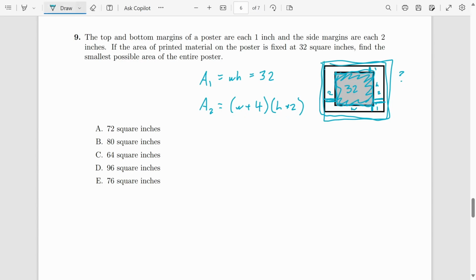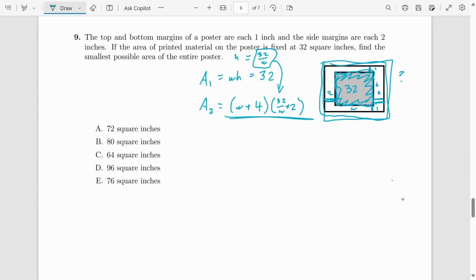So what we can do is take this definition that we already had for the inside material and work with it to put it in terms of just one variable. For example, we can divide both sides by W to get H equals 32 over W. And now, since H equals 32 over W, we can substitute that in for the H down there. So we can replace this H with 32 over W.